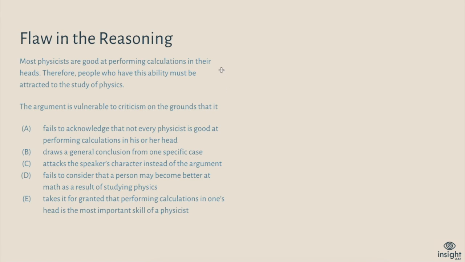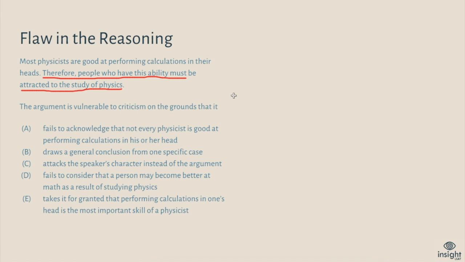The blurb. Most physicists are good at performing calculations in their heads. Therefore, people who have this ability must be attracted to the study of physics. Okay, we start by finding the conclusion. Luckily, we have a textual indication here that shows us a conclusion is coming up. Therefore, our conclusion here is, people who have the ability to perform calculations in their head must be attracted to the study of physics. And what's the support for that? Well, we see a lot of physicists who can do these calculations.